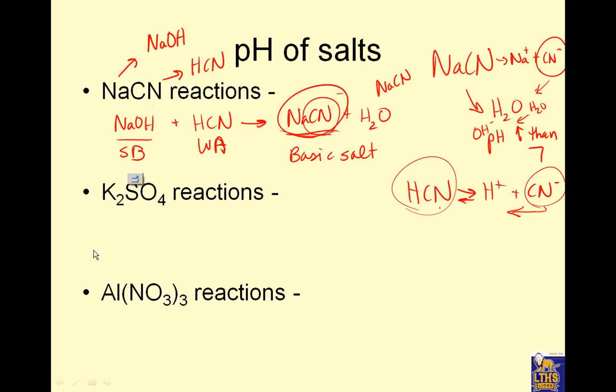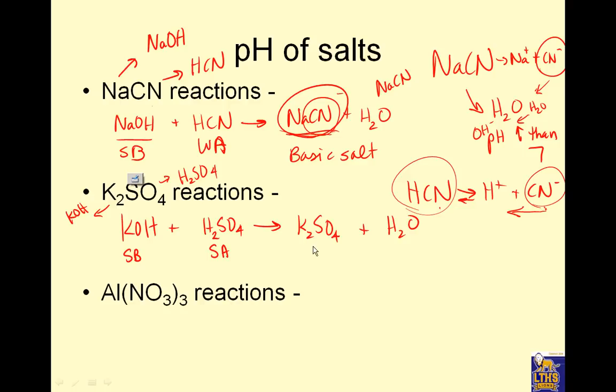So K2SO4 comes from KOH and H2SO4. KOH is a strong base, H2SO4 is a strong acid. How do I know? Because I memorized them. And I get K2SO4, cancel charge, and H2O. So a strong base and a strong acid react to make this. K2SO4 will not have a stronger part of it than either of the acids or bases that made it. So it's going to be a neutral salt, because it came from a strong acid and a strong base.